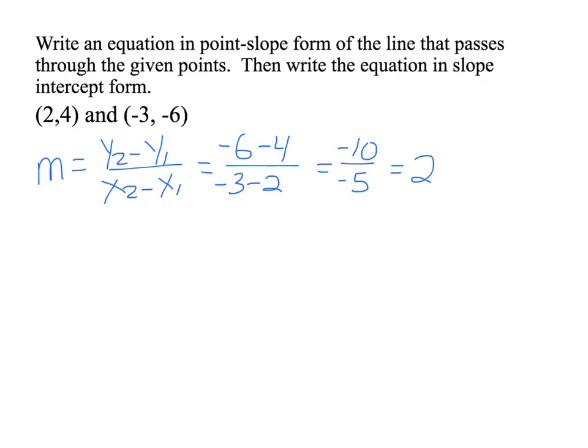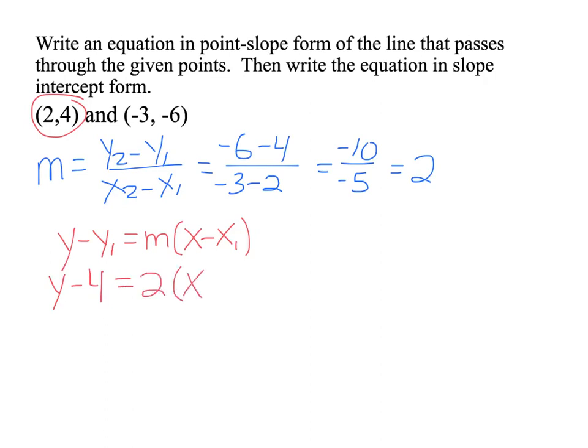Okay, so now if you get to choose which ordered pair you want, I'm probably going to pick the one that has positives just because it's easier. So for point-slope, I'm going to have y minus y1 equals m times (x minus x1). So I have y minus my y value, which is 4, equals m, that's my slope, 2, times (x minus my x value, which is 2). Okay, so this is point-slope. You could use the other point if you wanted to, but you only need to do one of the 2 points. Now to write this in slope-intercept form, we need to solve it for y.